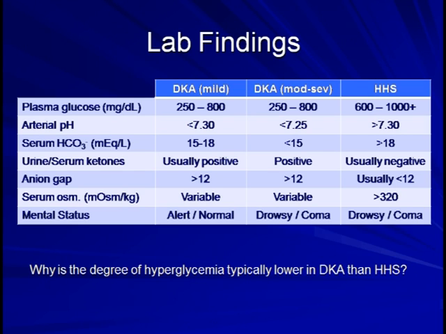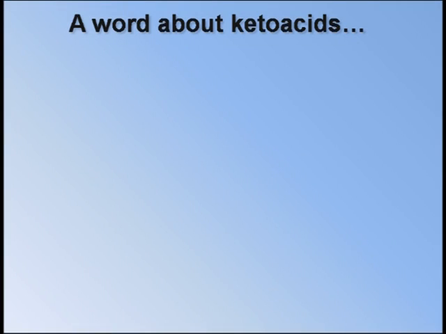Now a few words about ketoacids. Since they are such an important feature of DKA, I think it's important to understand what exactly they are and where they come from. If you recall the prior slide outlining the pathogenesis of DKA and HHS, you may remember that insulin deficiency leads to increased delivery of free fatty acids to the liver. There, they undergo beta oxidation, which generates acetyl-CoA. This is the same acetyl-CoA that is the critical component of the Krebs cycle in cellular respiration.